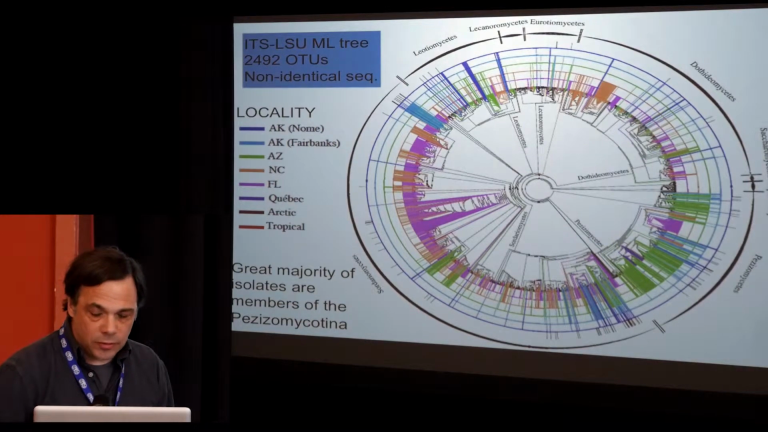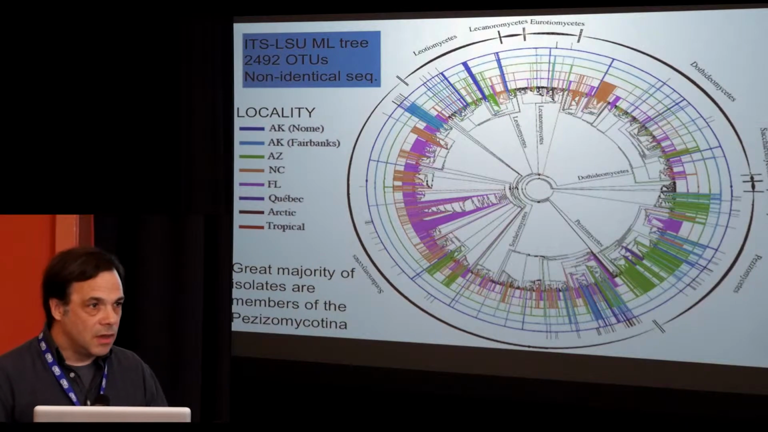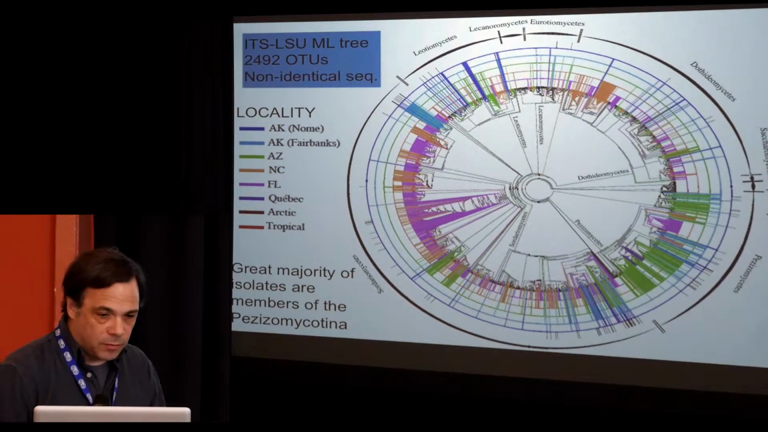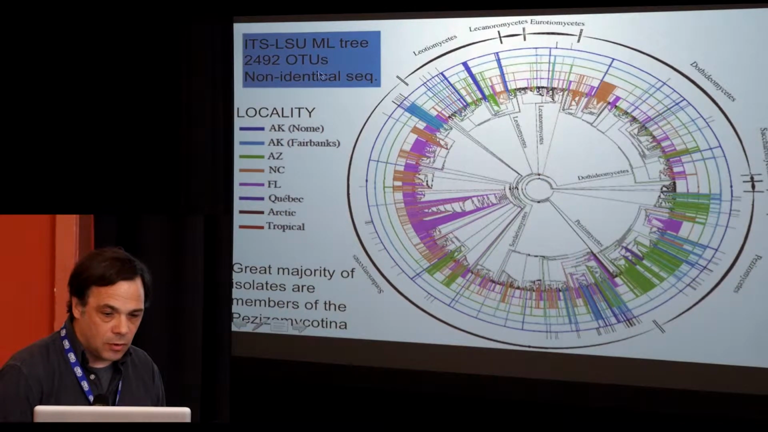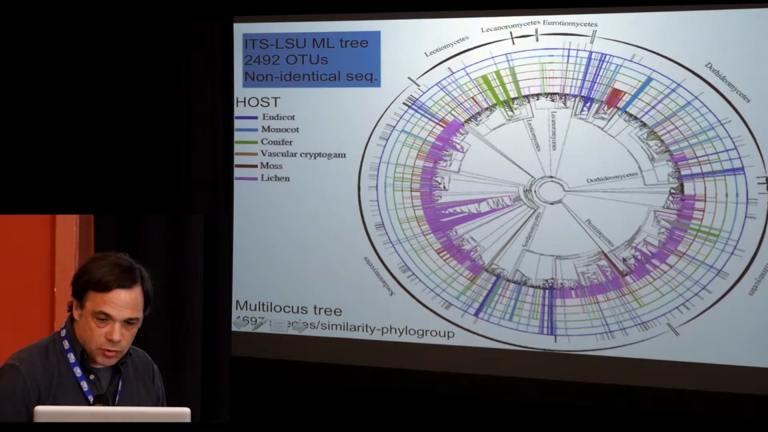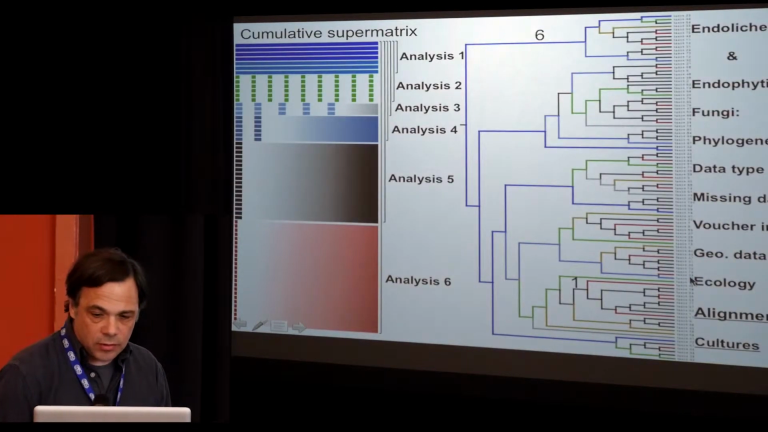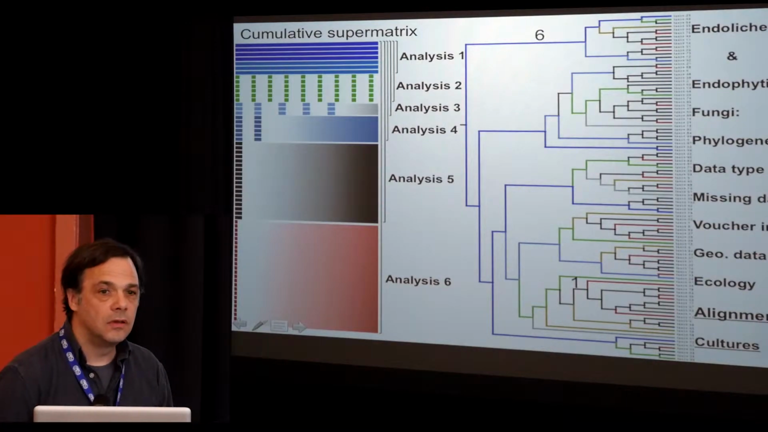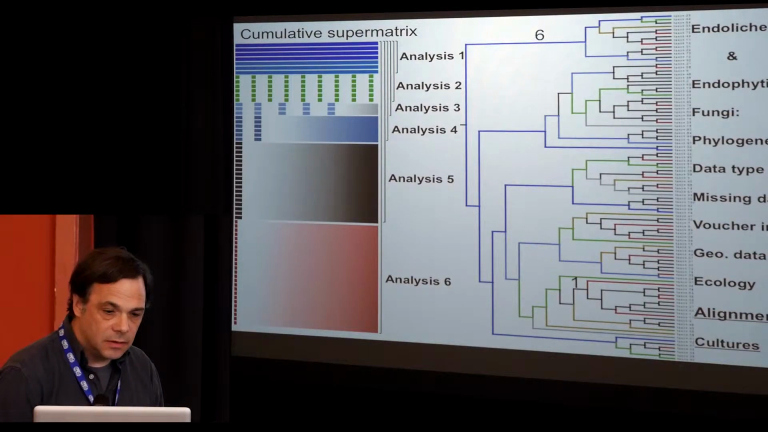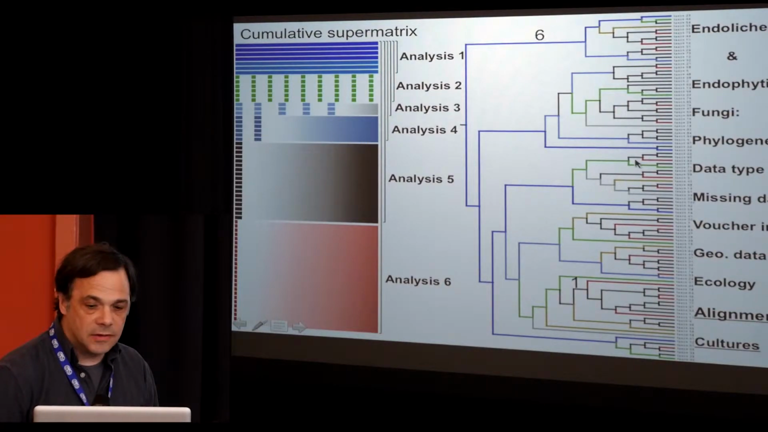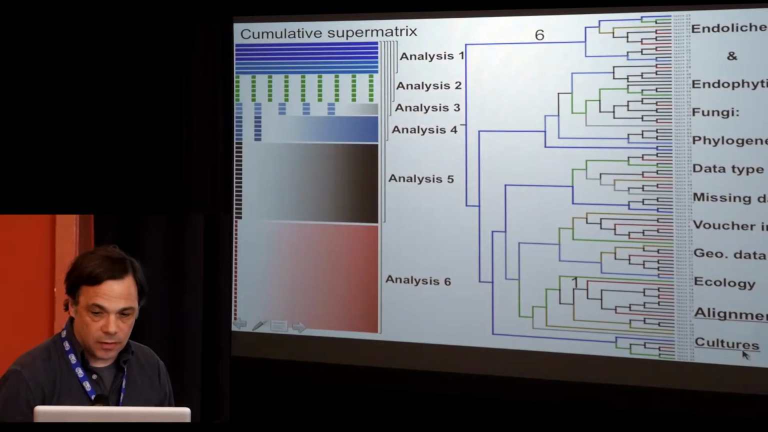So this is an example that Betsy showed earlier, and here is just an example of when we integrate all this information into one tree. I won't talk much about this. It's just to show that there is structure in this in terms of geography. There is also structure, as you can see, in terms of the host. And what is also important is that we have alignments. And that's really the key point here. We have alignments for all these different loci here, and we have also cultures for these endophytes.